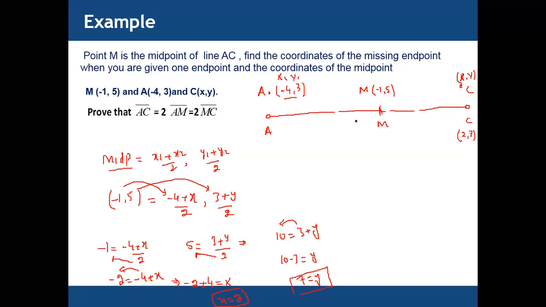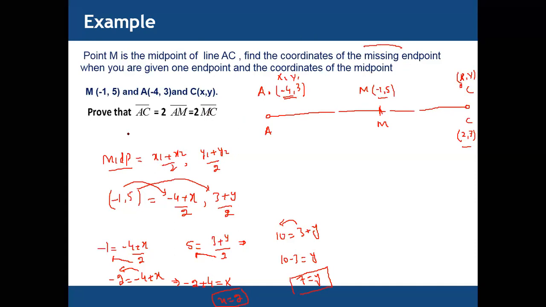Now we know the coordinates of A (-4, 3), midpoint (-1, 5), and end point (2, 7). This was part number one: find the coordinates of the missing end point.